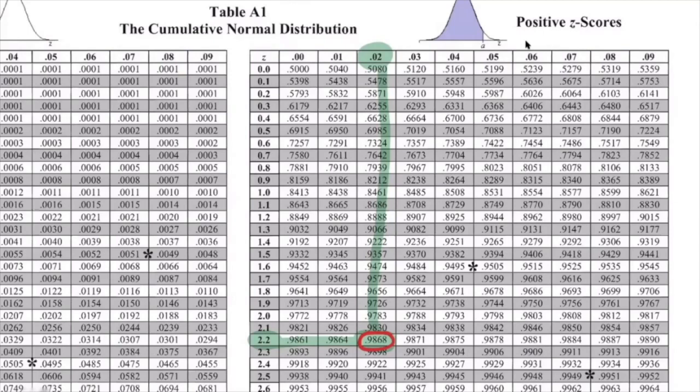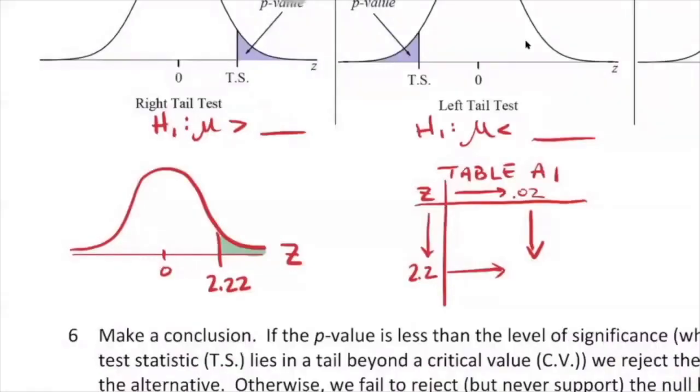Okay, so 0.9868 is what it says. That's the area to the left. We need the area to the right, so we have to do 1 minus 0.9868. Can we do that yet? Oh, 0.0132, thank you. 0.0132. That's our p-value.